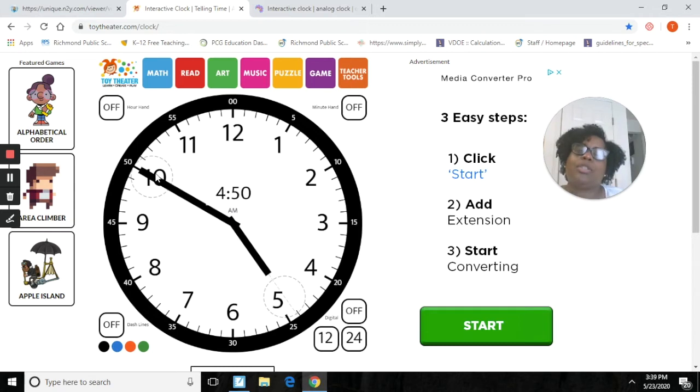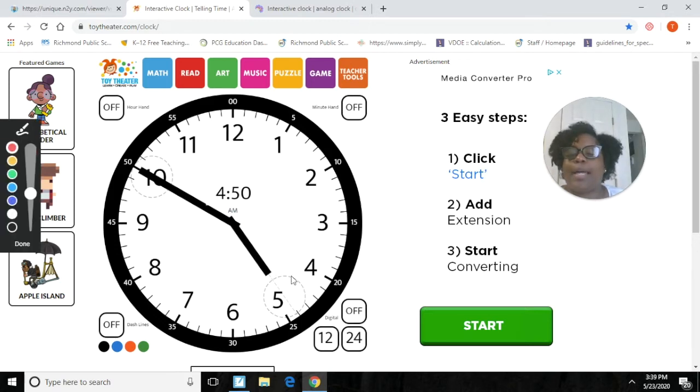Now your clock should look like mine. Okay, here is our hour. And if we follow our line here, we can see that it's right on top of the 5. It's not directly on the 5 yet. Okay, so we're still in the 4 o'clock hour.